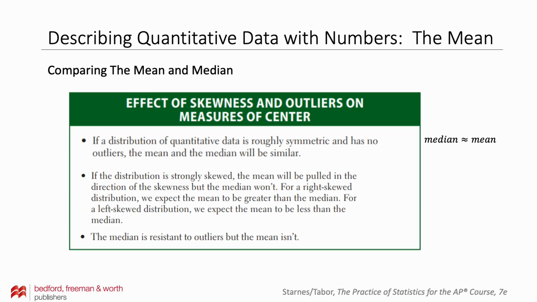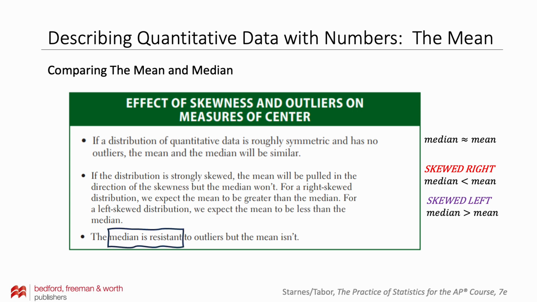So just as a refresher, symmetric, mean and median will be approximately the same. If it's skewed right, the mean will be greater than the median. Skewed left, the median will be greater than the mean. Okay, and don't forget the median is a resistant measure of center.